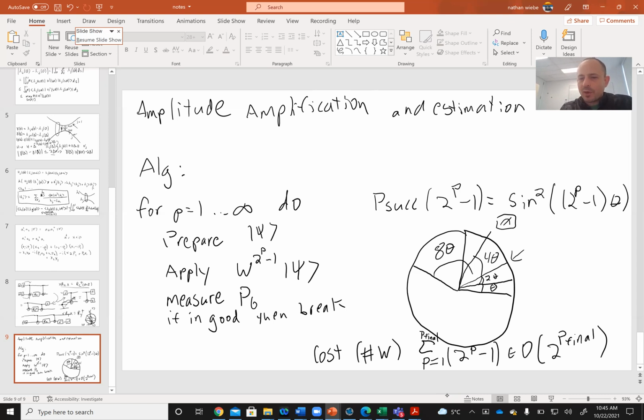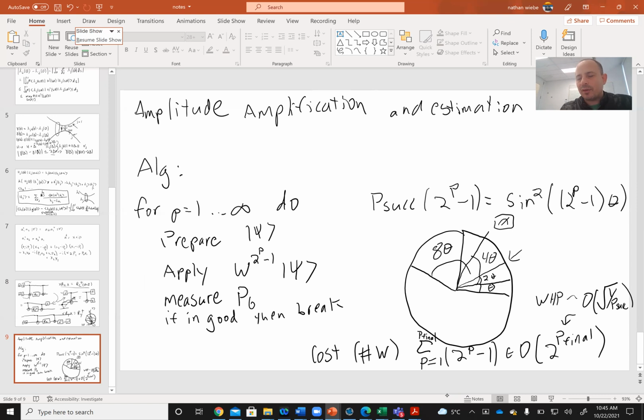Okay, so that's cool. But in terms of the value that you're going to need for p final, it's not guaranteed, but you can do statistical analysis of this. And the value that you end up needing for p final is, with high probability, on the order of the square root of 1 over the initial probability of success. Which is exactly the cost that you would expect from ordinary amplitude amplification if it was deterministic.